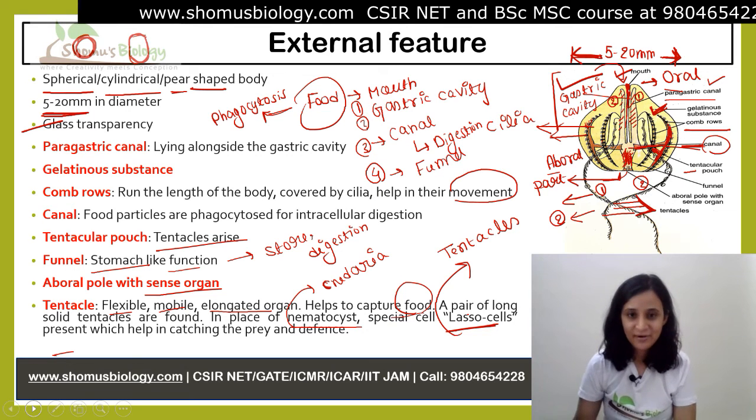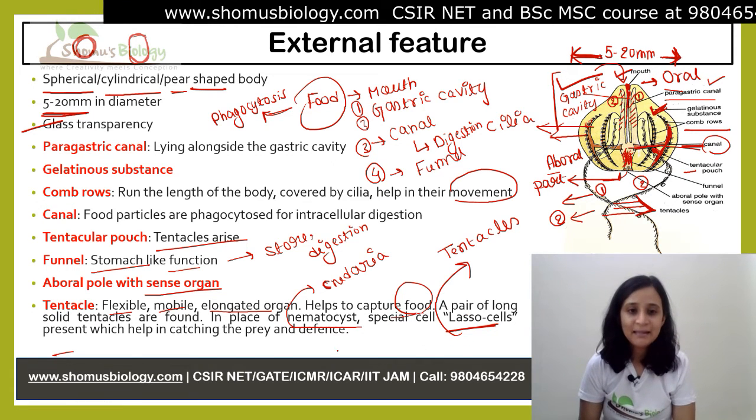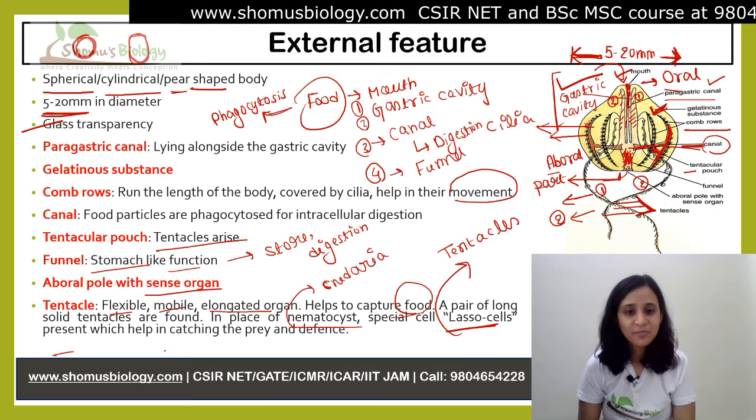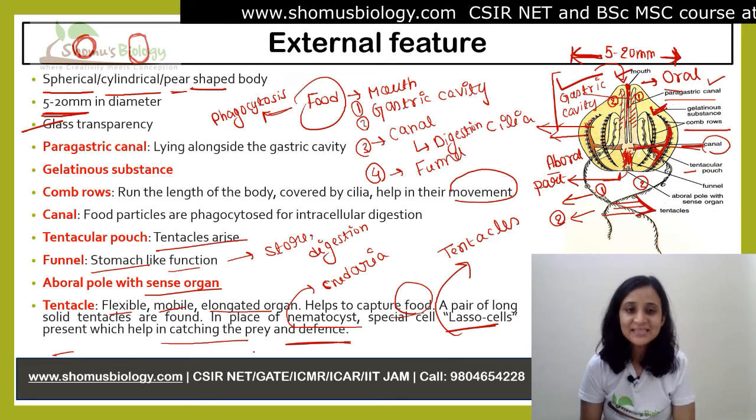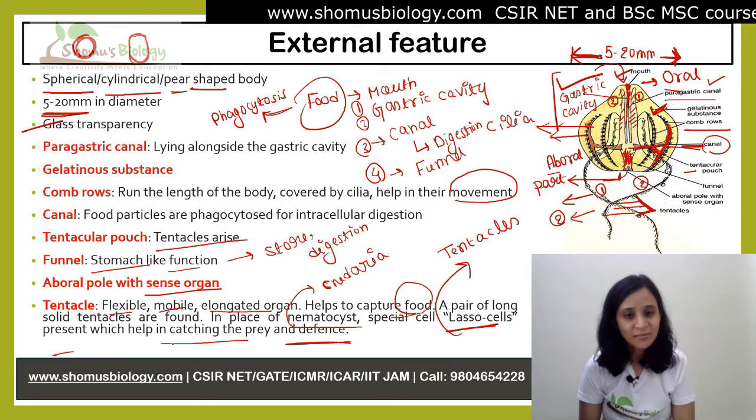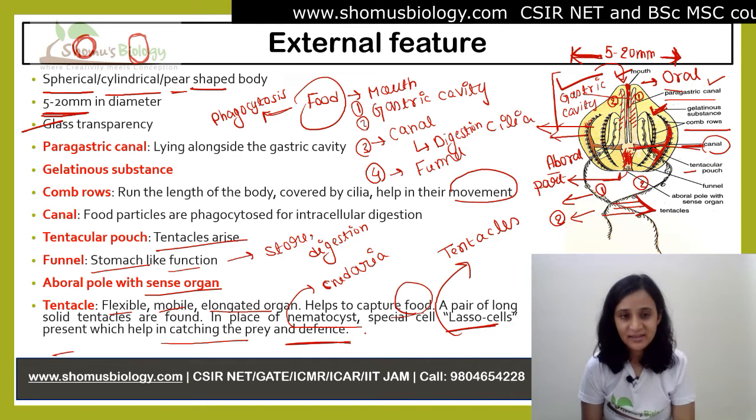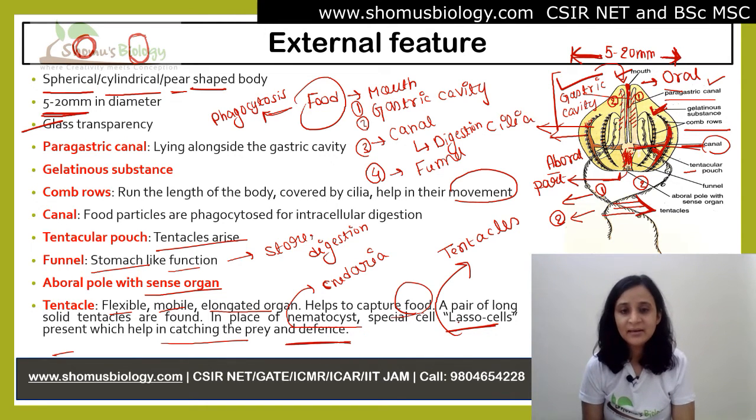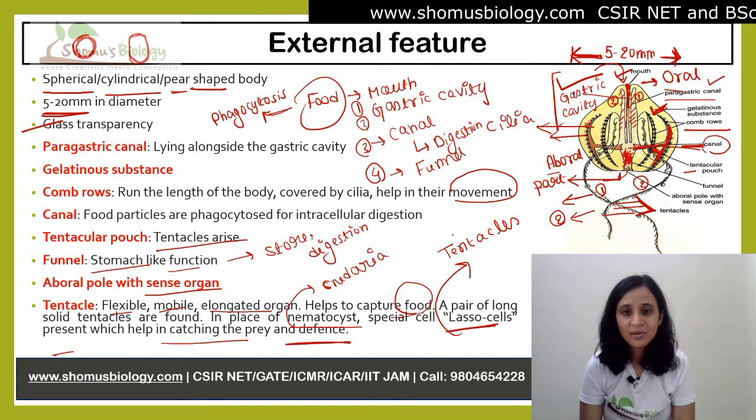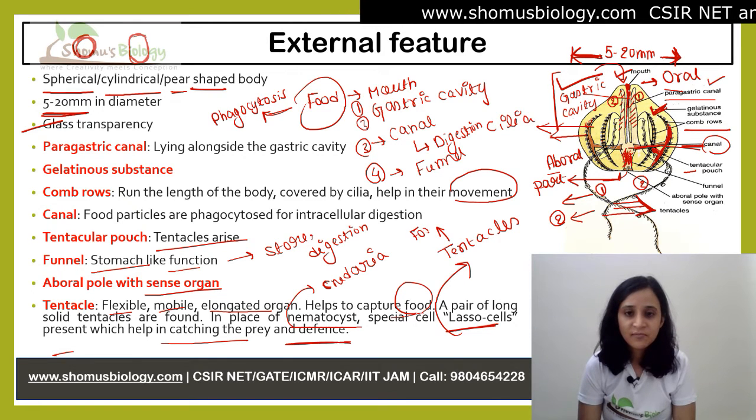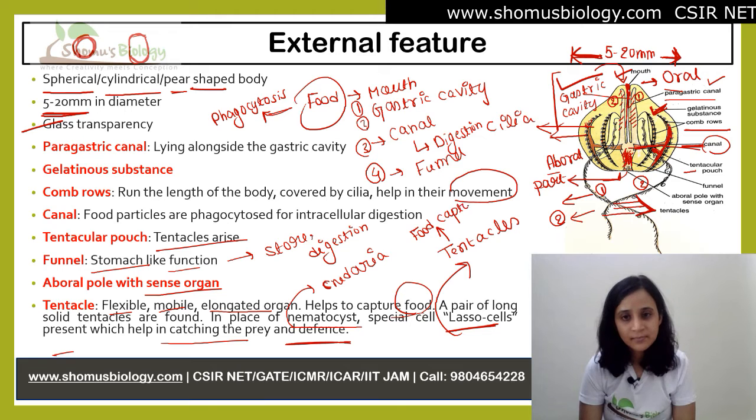So the cells are different, and they help to catch the prey and they help in defense. Tentacles help in catching the prey and in defense, and they also help in capturing food. So the tentacles have two functions: one is food capturing and the other is defense.